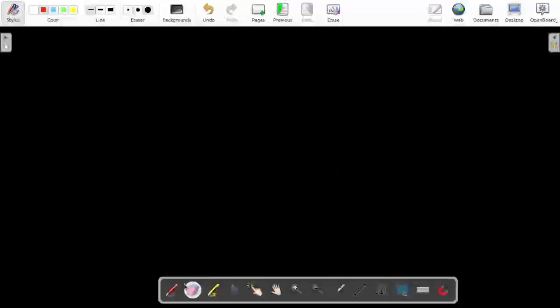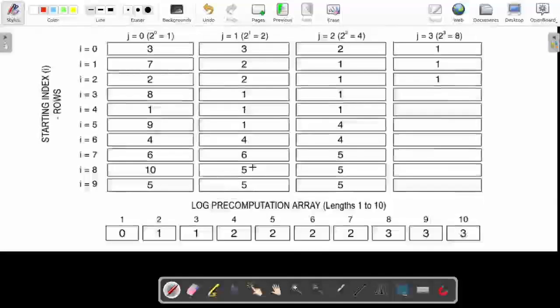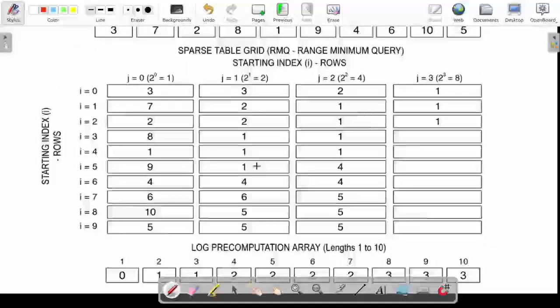The first constraint is that you cannot use a sparse table for answering dynamic queries. It simply means that if your array is changing, if you have updates also, you cannot use a sparse table. Now just ask yourself why. Just ask yourself. We see how we are constructing the sparse table.